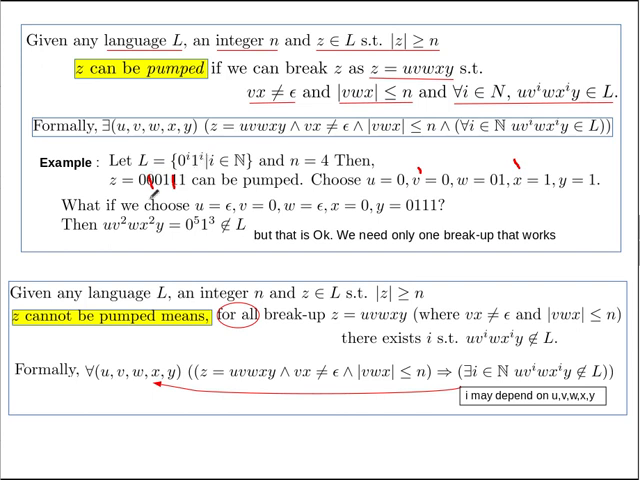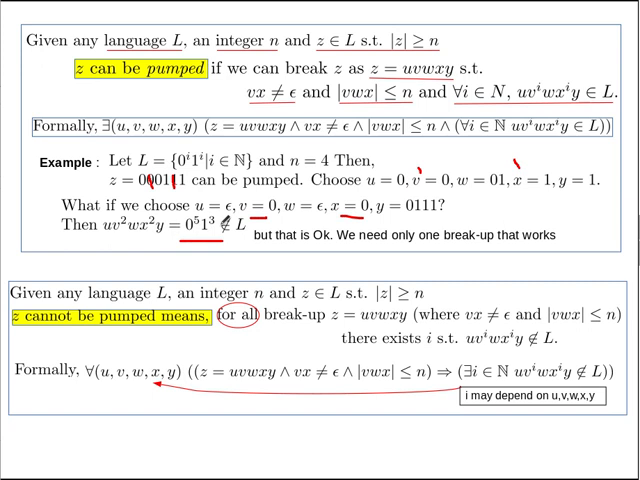Now what if we choose some different decomposition? For example, u is epsilon, v is just the second 0, w is again epsilon, x is 0, and y is the rest of the thing. Okay, so then if we pump according to this breakup, say we pump it once, so it becomes 2 and 2. So then we have something like this, because both v and x are just 0 0, and this will not be in L.